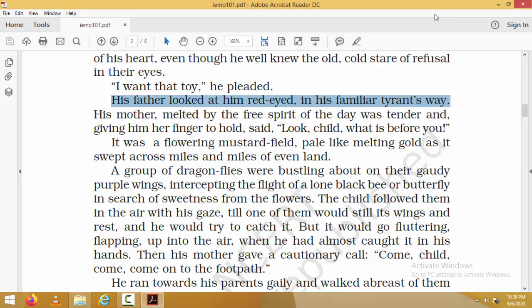The small boy's father looked at him red-eyed in his familiar tyrant's way. He used to see in the same way. Okay, so whenever the small boy asked something of his parents, his father, as he was very strict, would give a look. Okay, looked at him red-eyed in his familiar tyrant's way. Okay, tyrant means cruel look. Okay, the way of looking was very much cruel.